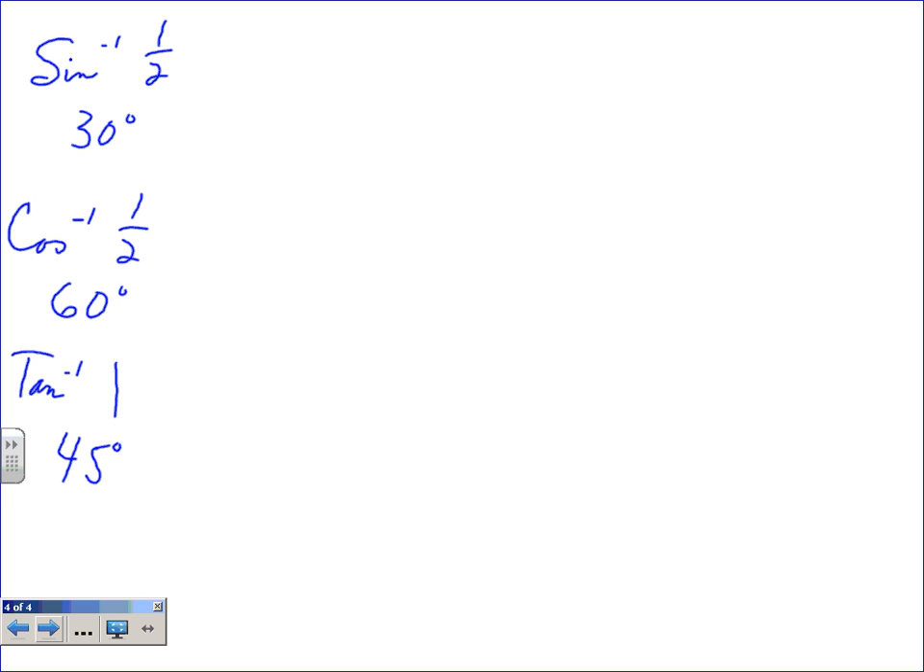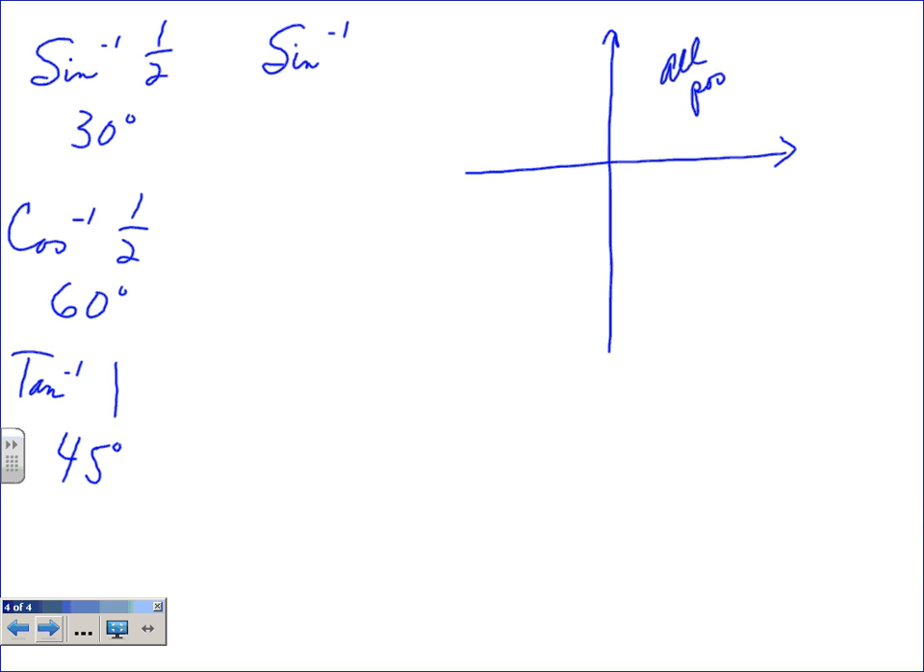Let's do negative. Capitalized. Here, all positive. Capitalized, negative. Sine of what angle is 1/2? We already determined it's 30 degrees, but I want negative. So we're going to go in the fourth quadrant. I know it's negative in the third, but we don't care. It's negative in the fourth. So we're just going to put negative 30 degrees. A negative 30 degree rotation will be right here, right?